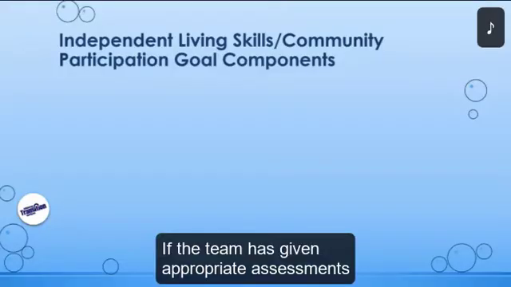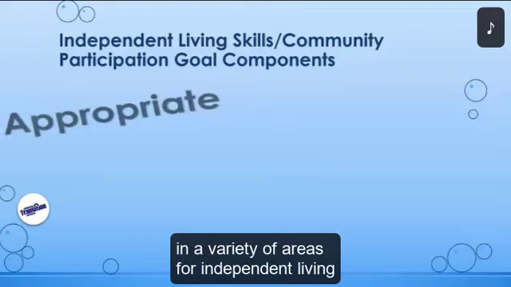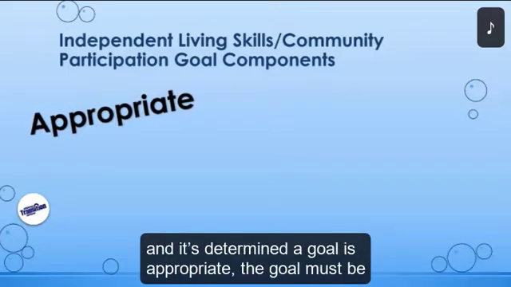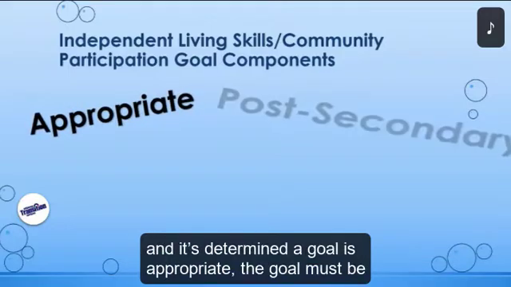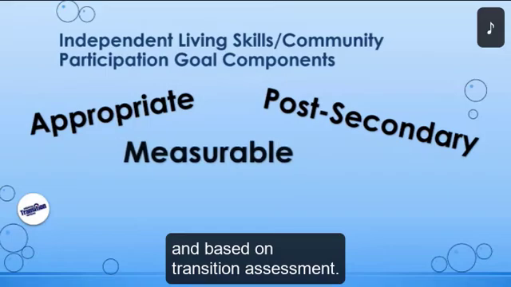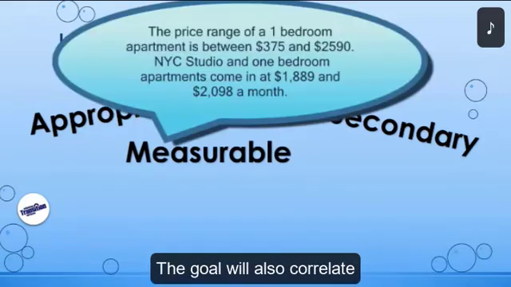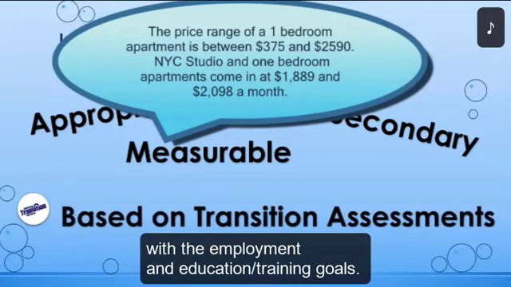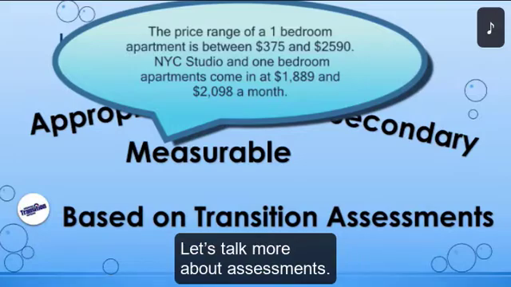If the team has given appropriate assessments in a variety of areas for independent living and it's determined a goal is appropriate, the goal must be measurable, post-secondary, appropriate, and based on transition assessment. The goal will also correlate with the employment and education training goals. Let's talk more about assessments.